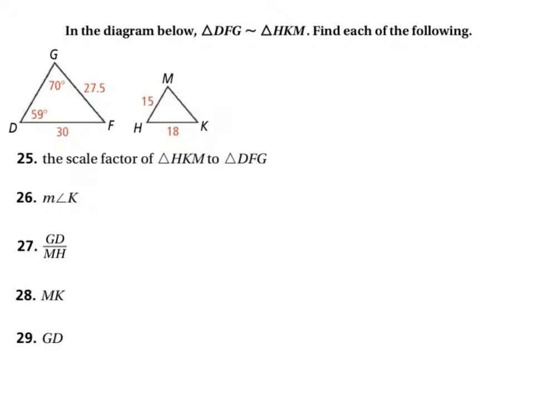Then we know that the angles will be matching. This is 59, so this is 59, this is 70, so this is 70, and whatever's left over for here will be left over for here, etc. And then we've got a scale factor of 30 over 18, etc.